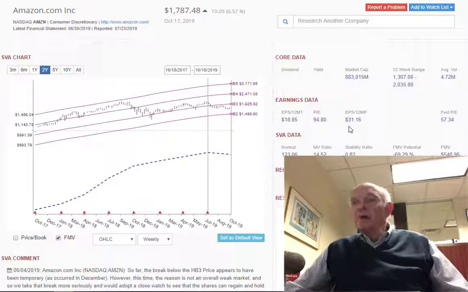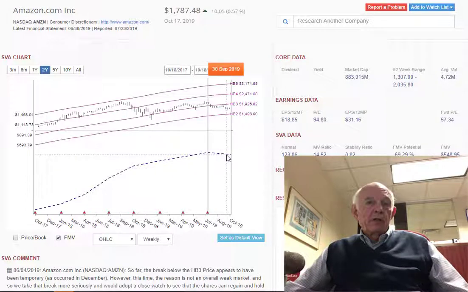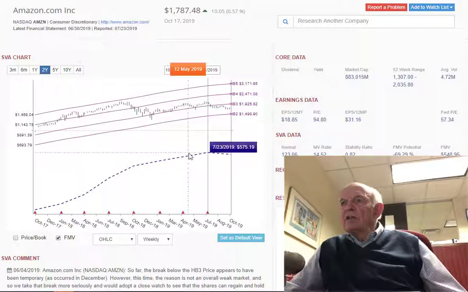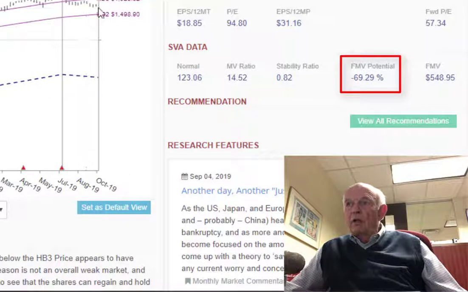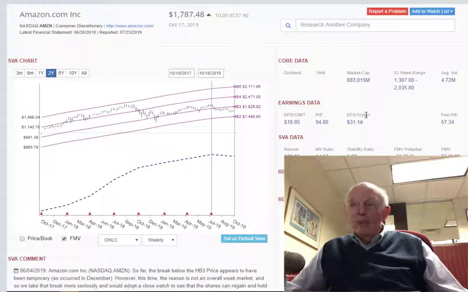We can, however, look at a company like Amazon and we can say, look, well, the fair market value is here, and look at that, it's 69% lower than the current price.